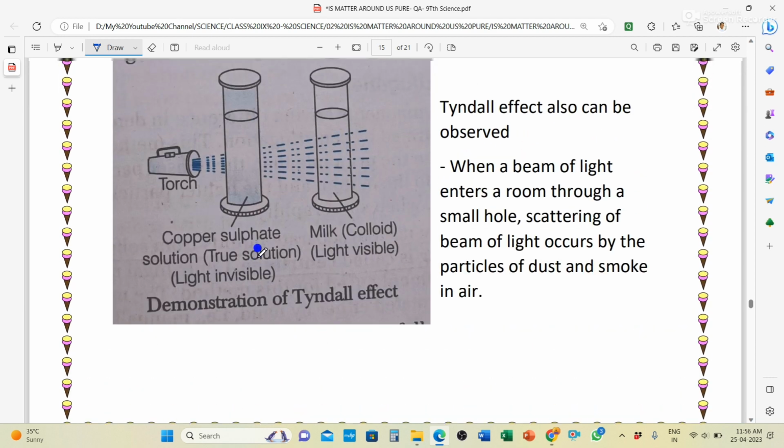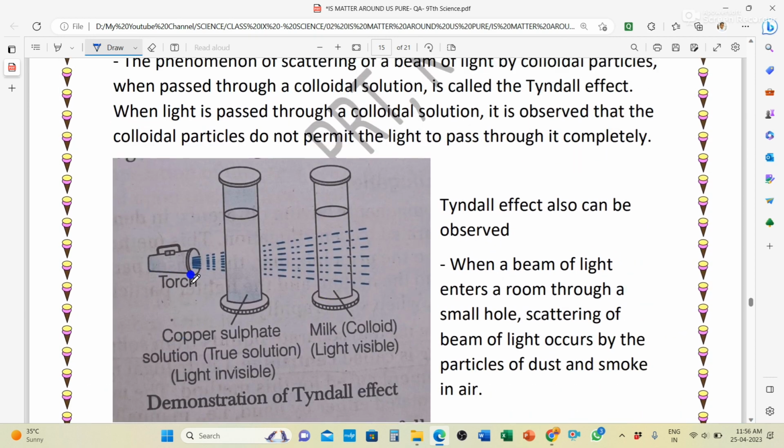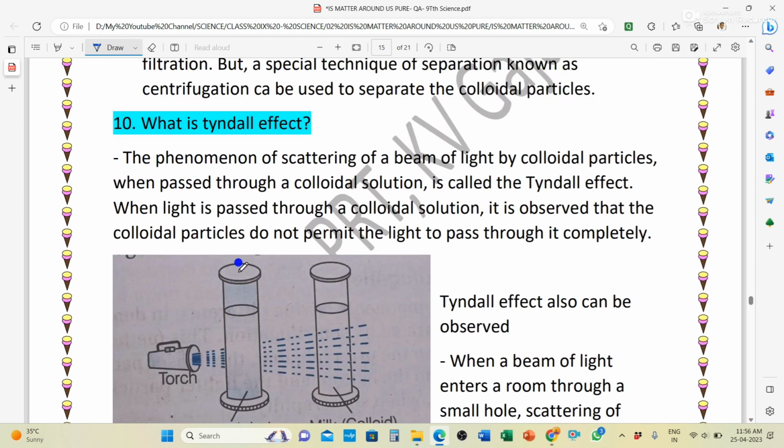Here you can see in the picture a demonstration of the Tyndall effect. When you pass a beam of light from a torch through copper sulfate solution, which is a true solution, the light is invisible because it will not scatter. But milk is a colloid, so here the light will be visible because it will scatter the beam of light. In the case of milk, you will find the Tyndall effect, but in the case of copper sulfate, you will not. Tyndall effect means the property of scattering the beam of light. When you pass a beam of light through a colloidal solution, the particles will scatter the beam of light.